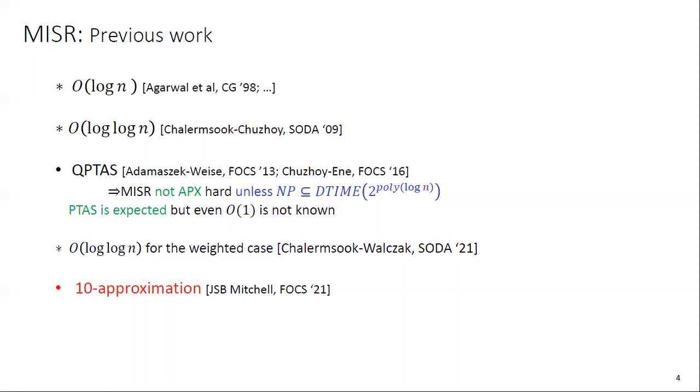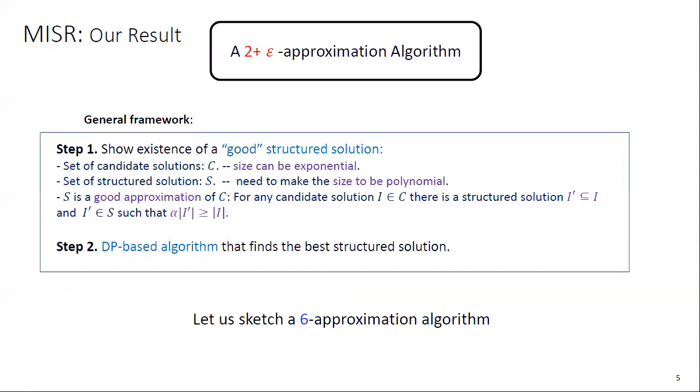Okay. And recently there was this breakthrough result by Mitchell that showed a 10 approximation for the problem, and this was the start of our project: to understand this new technique, develop his idea and extend it as much as we could. And what we obtained is a 2 plus epsilon approximation. And as I will show you later, it's a kind of natural bound for this type of technique.